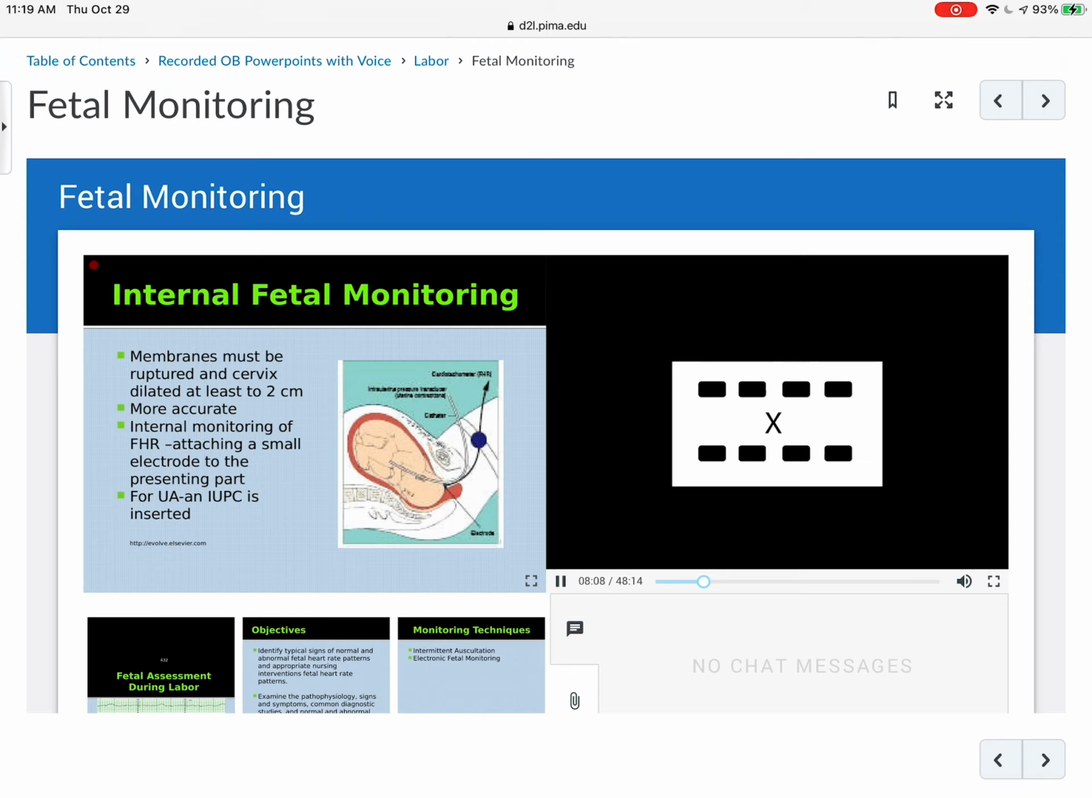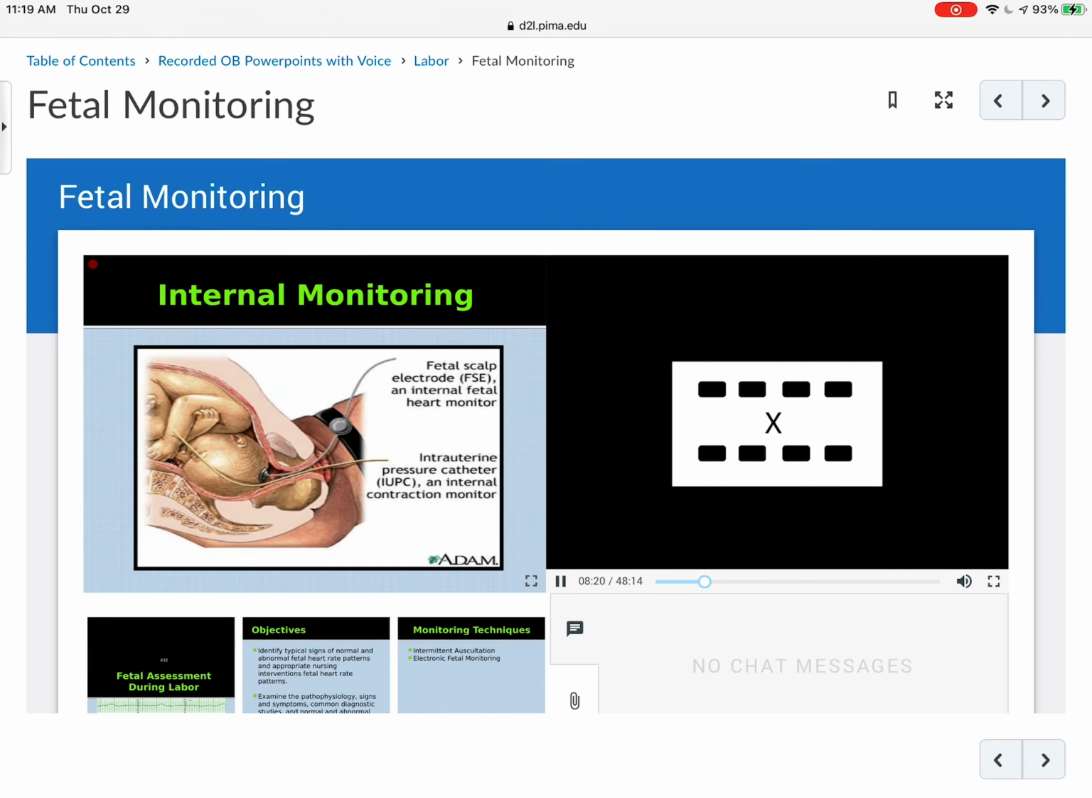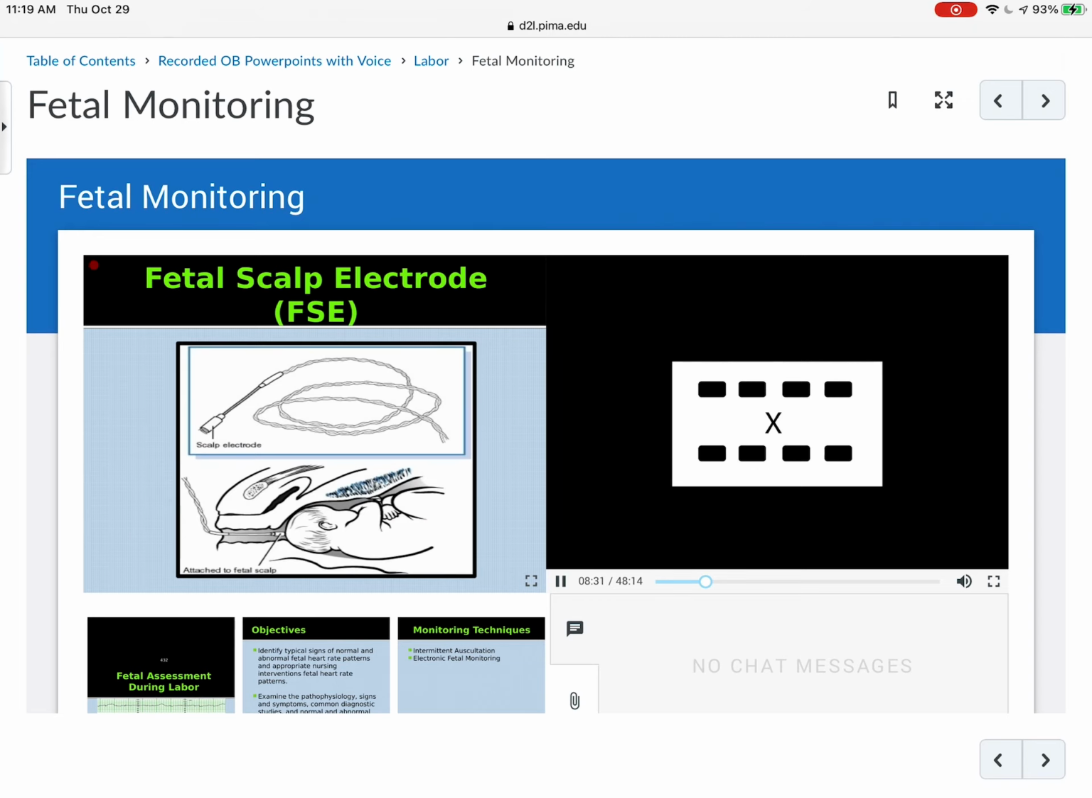Here you can see the internal uterine pressure catheter that's going to measure contractions. It just lies in the fluid next to the baby. Whereas the one that's going to pick up the heart tone is going to be attached to the baby's head. Here we can see the intrauterine pressure catheter line on the side, and this is attached to the baby's head. It's the correct placement, but it does not look like that. Let me show you a better picture.